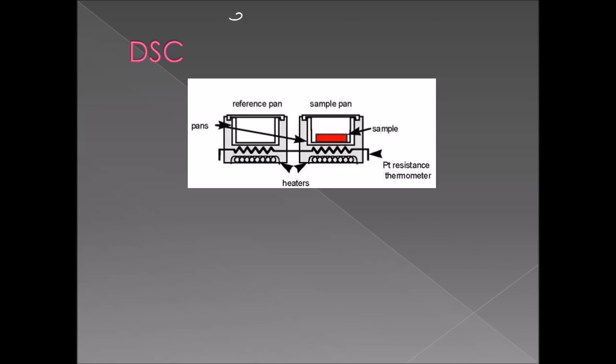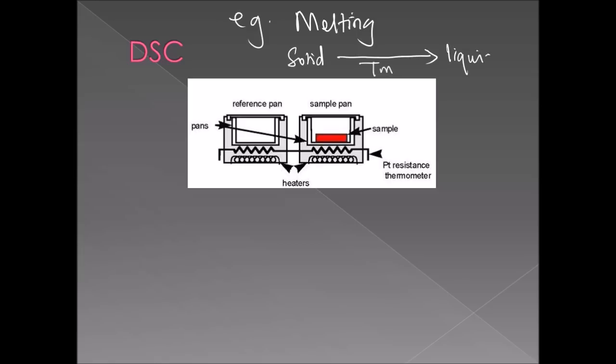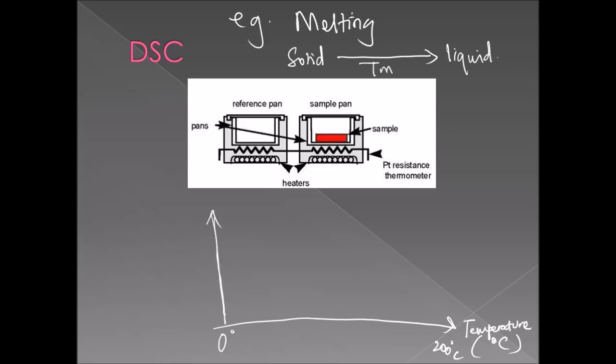So let's take melting as an example. You know what is the meaning of melting? When you have a solid, and it passes through the melting temperature, it will become liquid. So what will the signal of the DSC look like? Let's say you have a graph of temperature on the x-axis. You change the temperature from 0 degrees to 200 maybe, and you have a solid with a melting point at around 150 degrees Celsius.